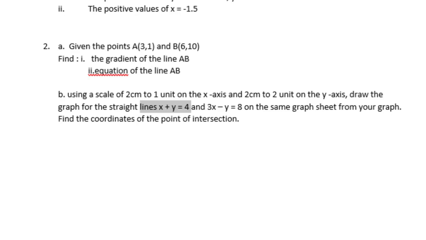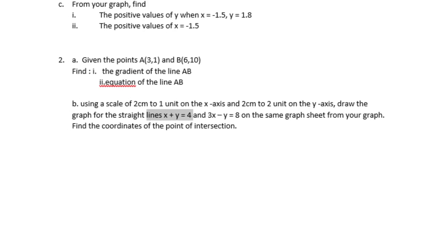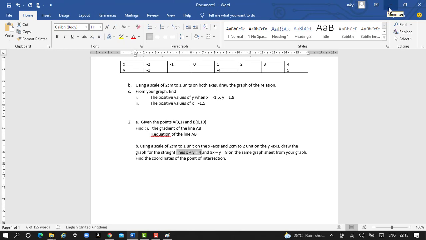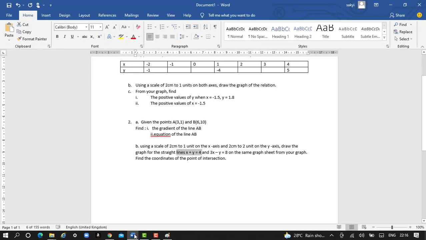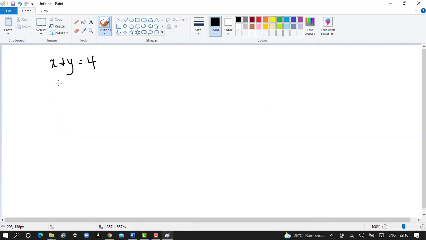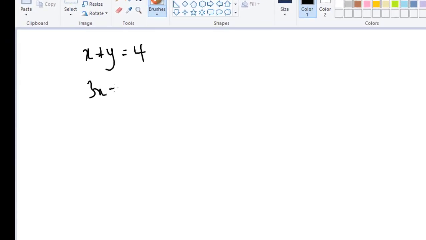So the first one is x plus y equals 4 and the second one is 3x minus y equals 8.